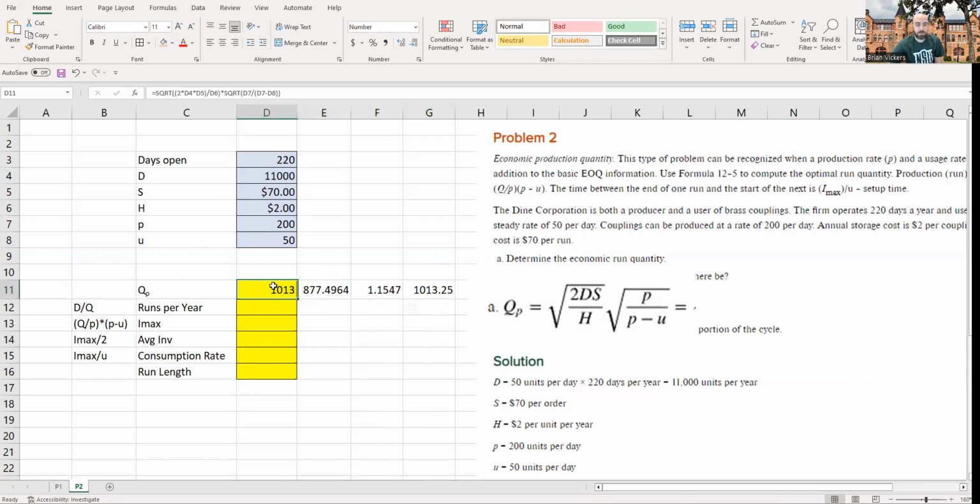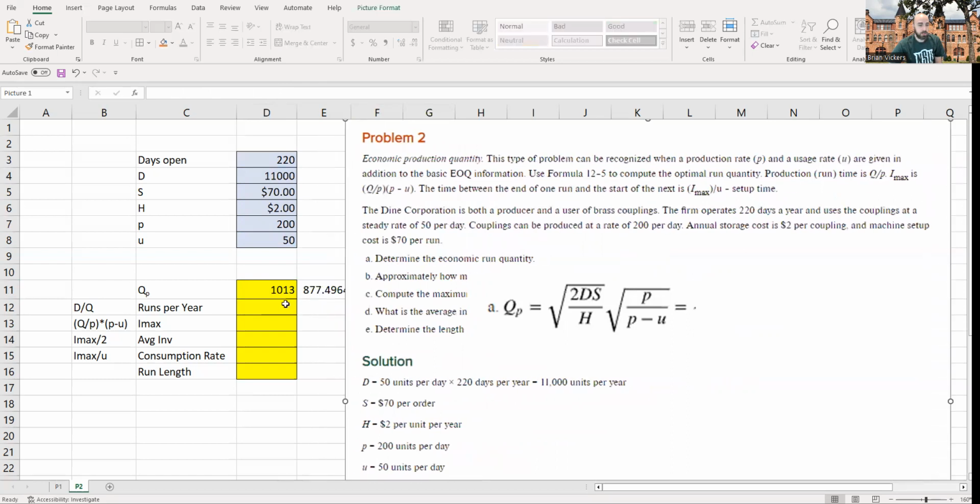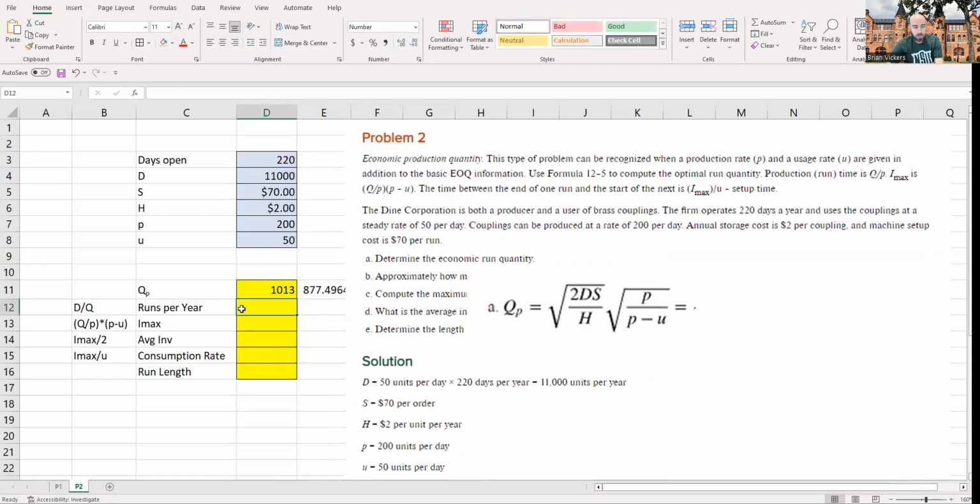You can add those cells, but you can do the whole formula in one. It's not that much different. But if you want to do it in one, do it in the other, multiply just to double check your work. Feel confident about it before you submit. Go right ahead. Runs per year, D over Q, so equals D over Q. We get 11 still. Imax equals Q over P.